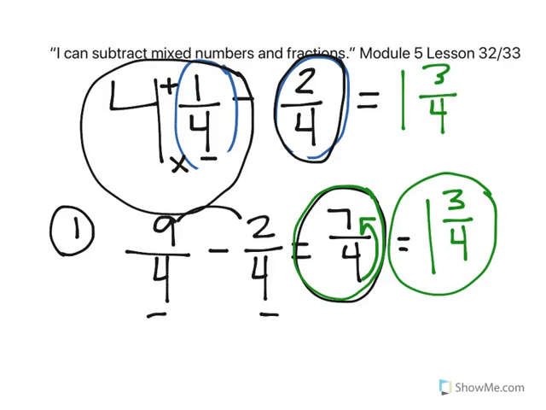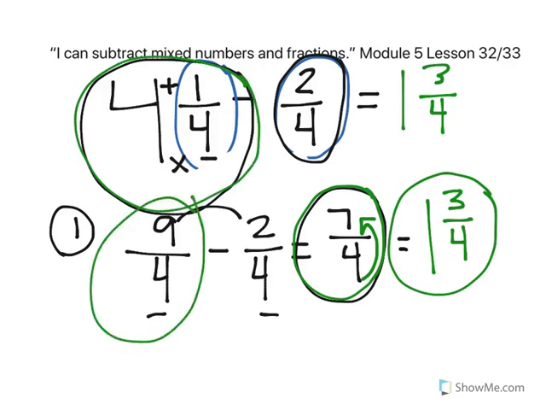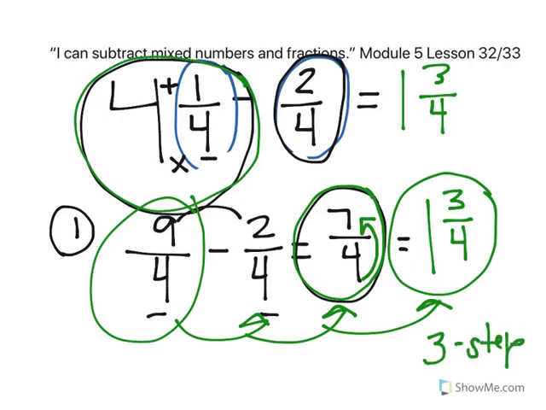So how we got that is we said, I'm going to convert this mixed number into an improper fraction. Then I'm going to subtract. I'm getting my answer here in improper form, and I'm going to convert that into a mixed number. So it's kind of like a 3-step process. But if you notice, if we convert this mixed number here, it automatically makes it a little bit easier for us. All right, let's try another example.